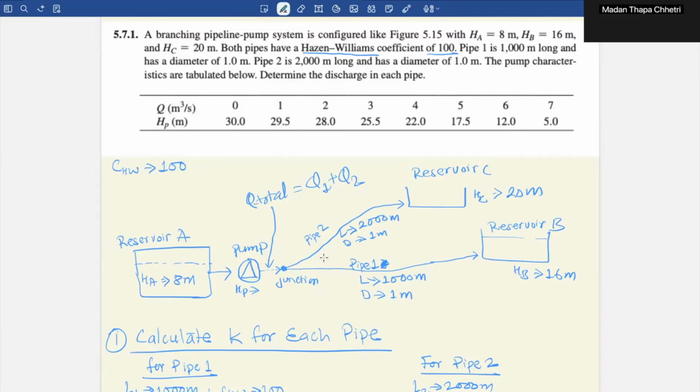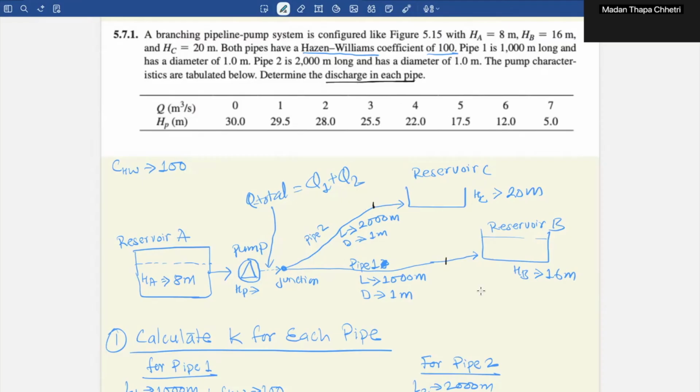This is a branching system, very common in real municipal water supply systems. The challenge is that water splits at the junction, and we don't know how much goes to each reservoir. The total flow depends on the pump, and the split depends on the individual pipe resistance and reservoir elevation. Since we have already drawn this system here, the question asks us to find the discharge at each pipe, here in this pipe and in this pipe.